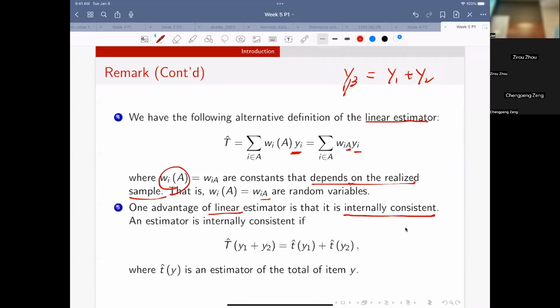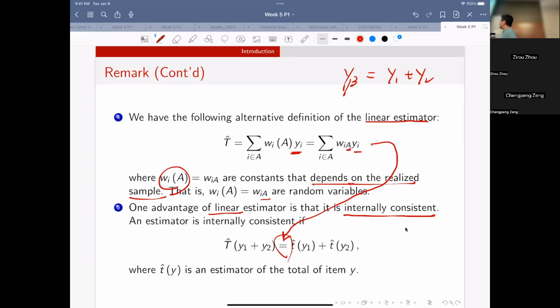So if we have this form, then we have this equality, right? But what would be an example where this internal consistency does not hold? If your weight is a function of y, so if your weight depends on y, then you don't have this equality, right? So then it's a very weird estimator, right?